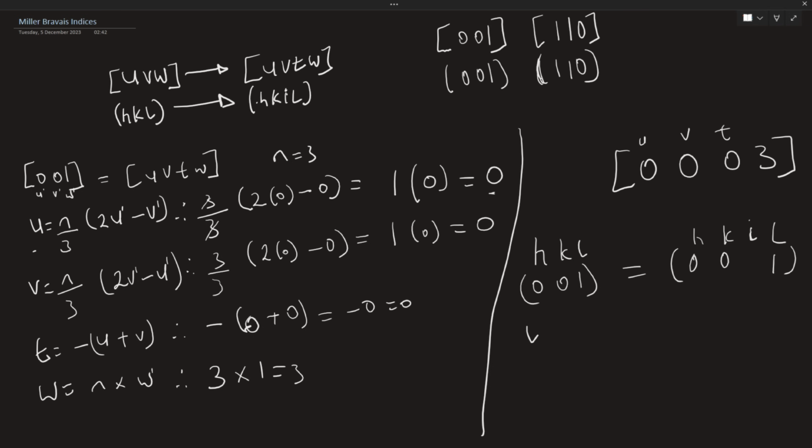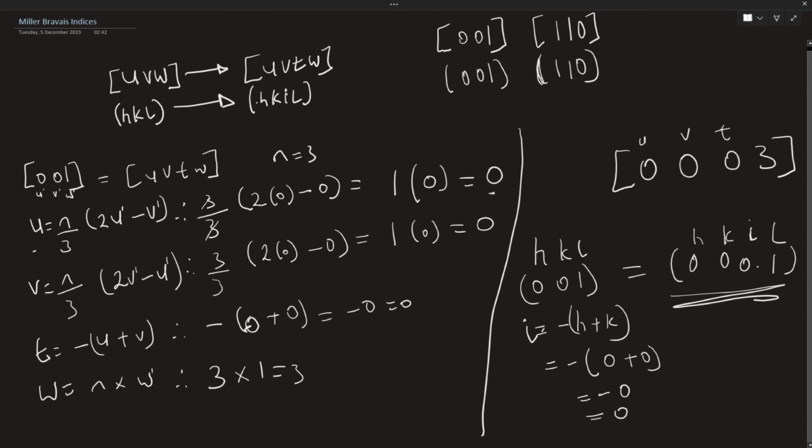So remember the formula for our i is equal to minus (h plus k) in the bracket. So here we have our minus in bracket, our h is 0 and our k is also 0. So again we are back to minus 0, which is equal to 0. So we have this to be for our plane and this to be for our direction.